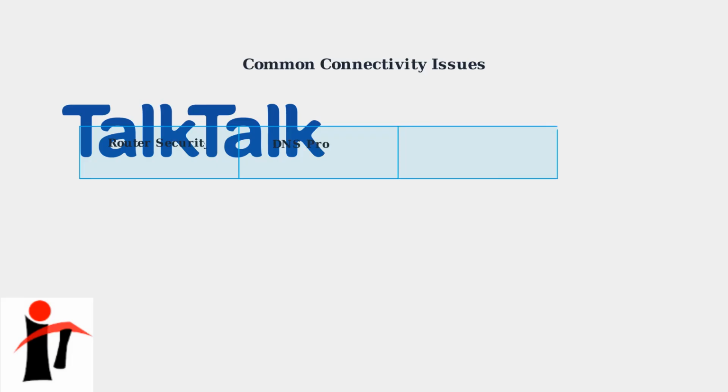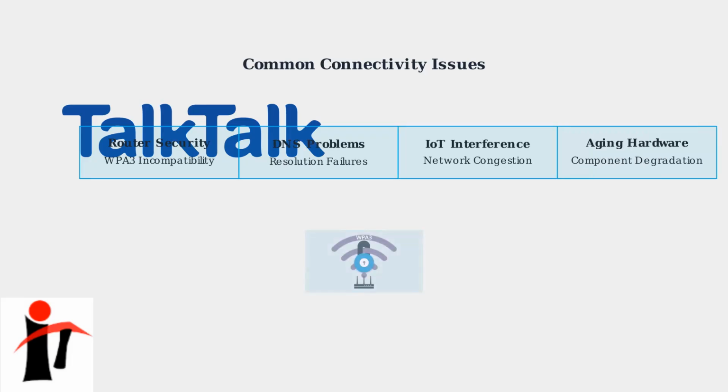Common issues in 2025 include incompatibility with newer router security protocols like WPA3, DNS resolution problems, interference from numerous household IoT devices, and aging hardware components.